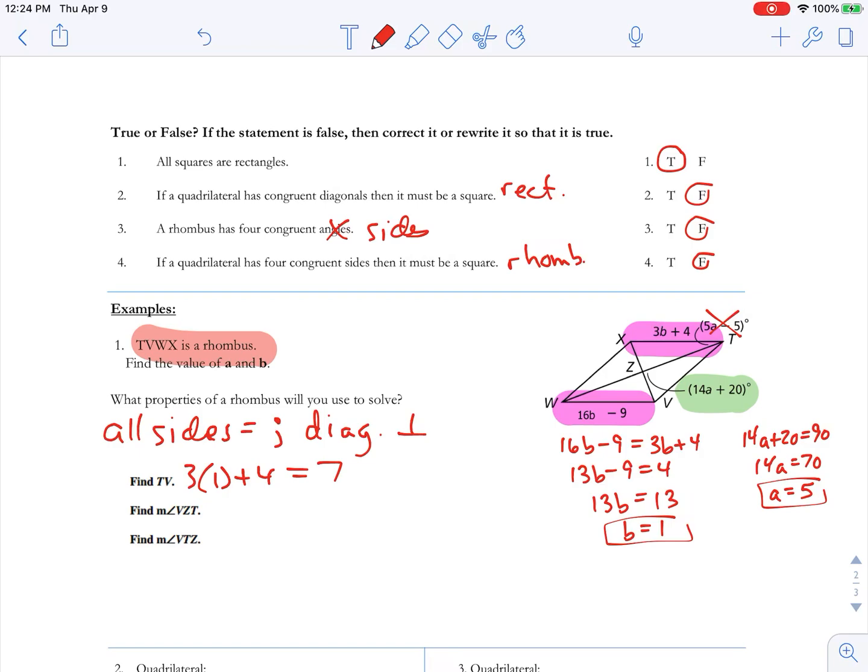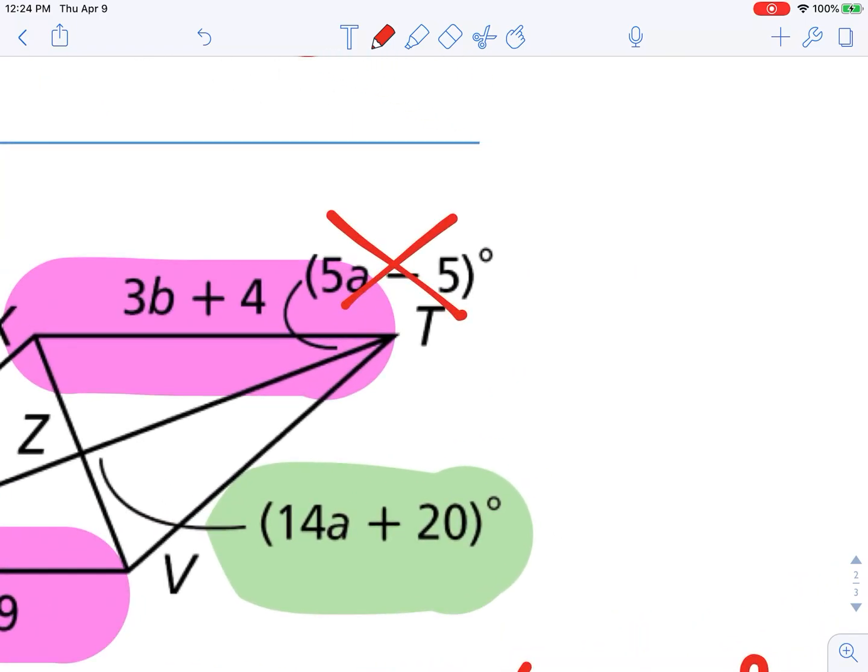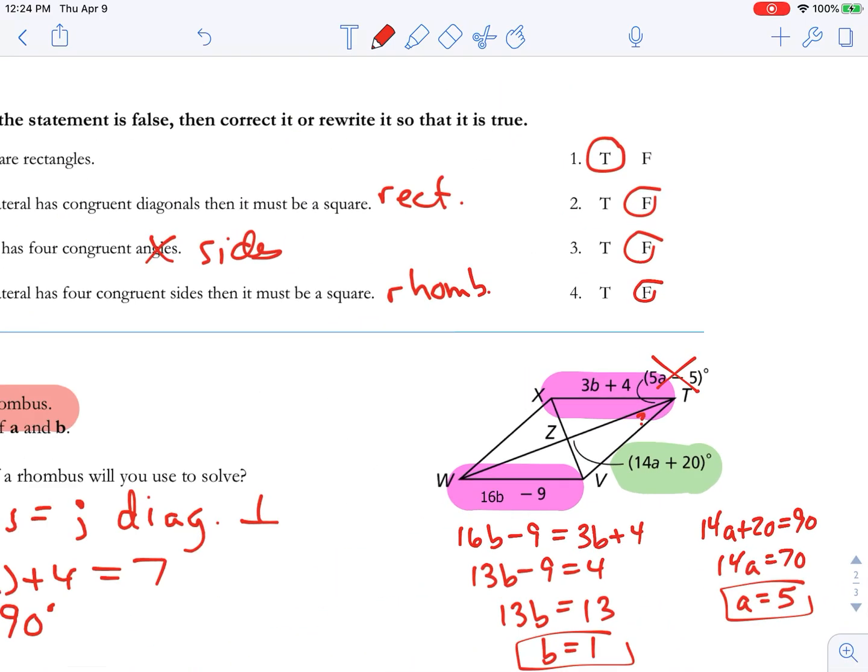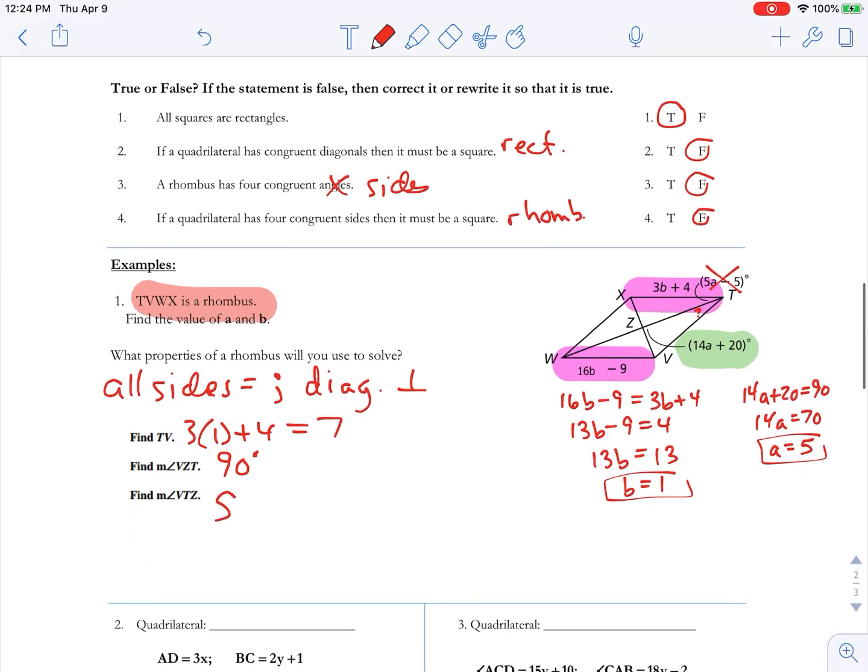VZT, that's our 90-degree angle. You didn't need to find that information. And VTZ, that's that missing angle over here. So VTZ is this one, question mark. That's supposed to be equal to 5a minus 5. So it should be whatever 5 times 5 minus 5 is, which is 20.